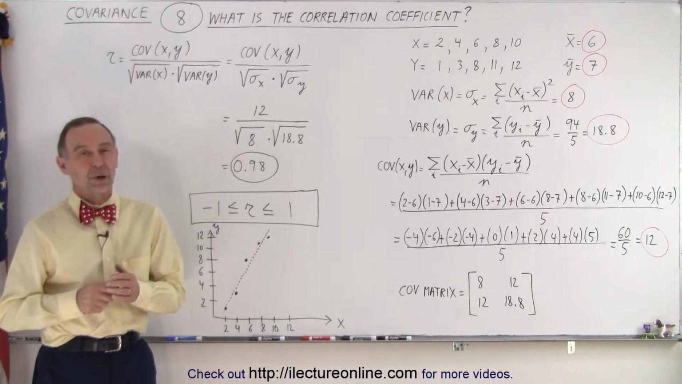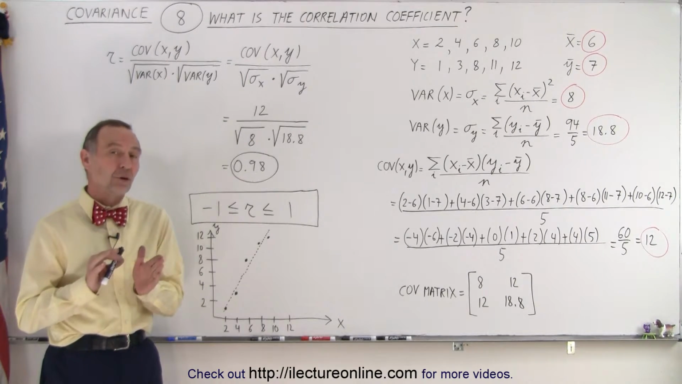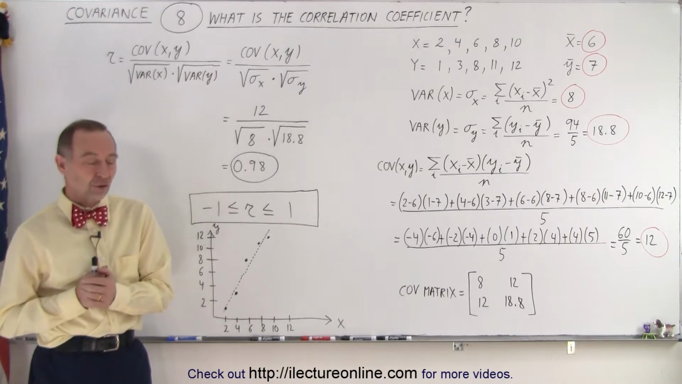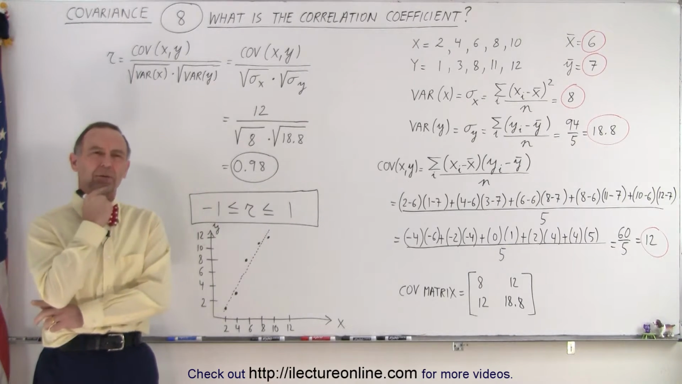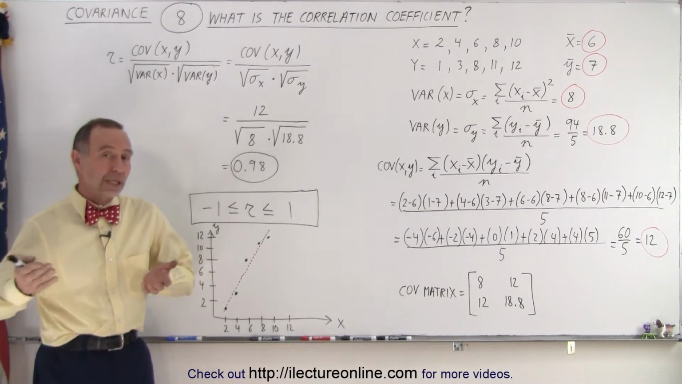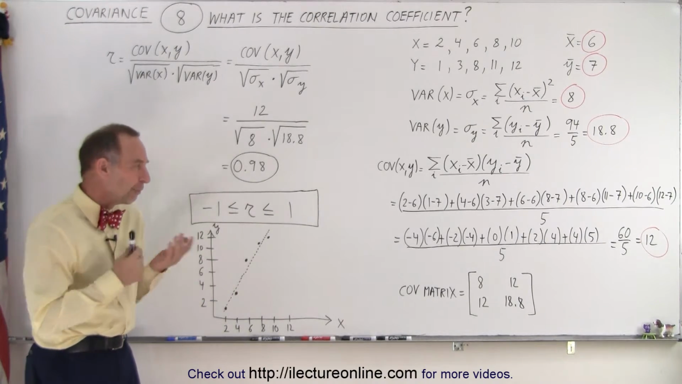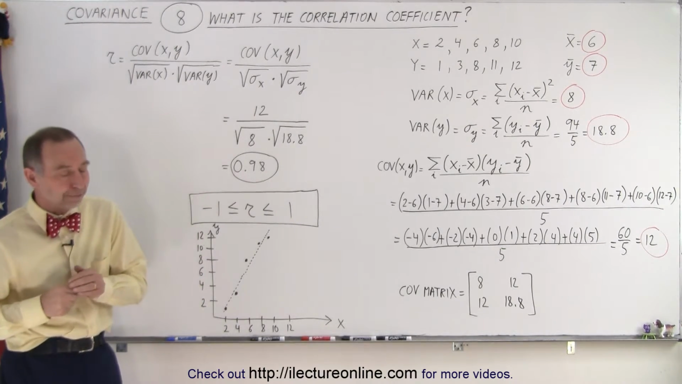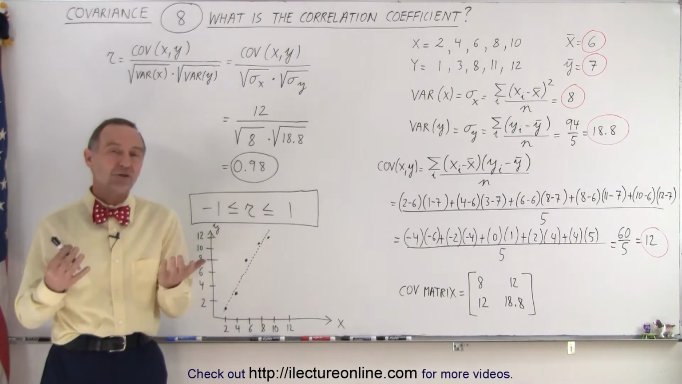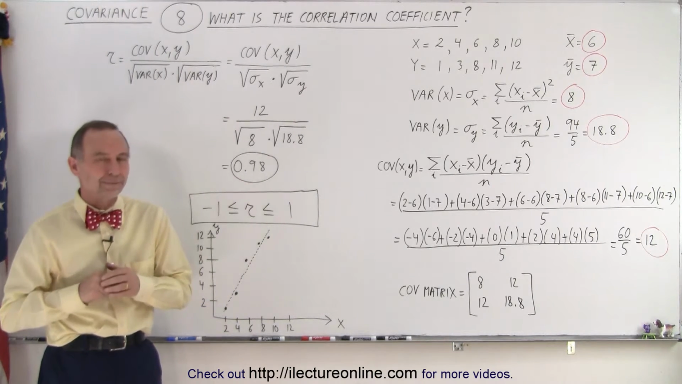So now let's talk about the correlation coefficient. What is it? Well, it's very strongly related to the covariance. And so we might say, well, if it's so strongly related, why would we need both? Well, it turns out that the covariance, which we now know how to calculate, does give you some indication as to how two data sets are related.